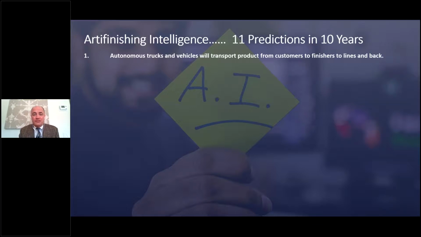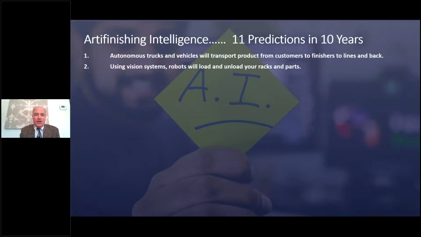So a lot of companies already are using AGVs, automated guided vehicles, in their manufacturing operations. But all of the product that moves from a customer's facility to a finisher's facility, back to the customer's facility, what have you, all of that will be autonomous 10 years from now. Number two, using vision systems, robots will load and unload your racks and parts. We saw how that classification system that identified the dog could identify the dog.